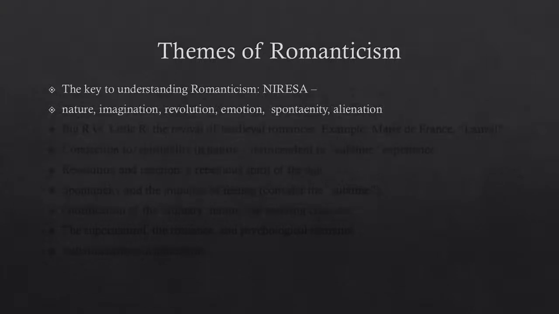Nature, imagination, revolution, emotion, spontaneity, alienation. These are the themes that I think are most important to the Romantics. And let's talk about each of these in a little more detail.